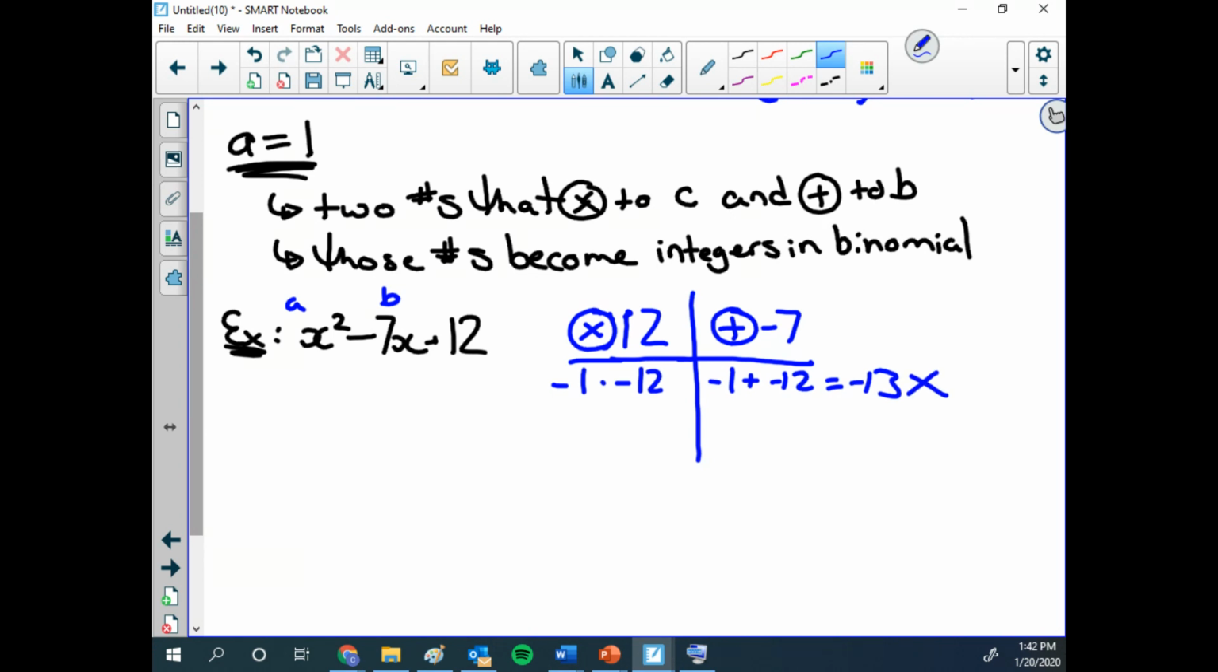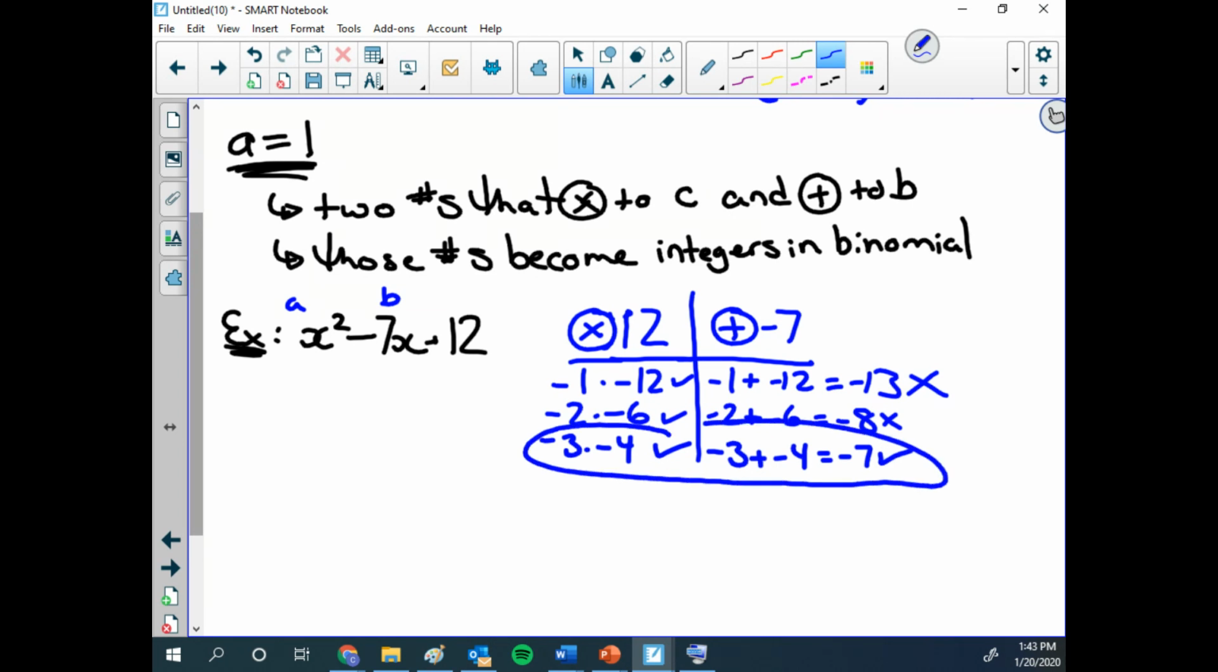I could do 2 and 6, right? So -2 times -6, that's going to give me 12. But if I go -2 plus -6, I get -8. Again, that's not what I'm looking for. So the numbers that I'm looking for are -3 times -4, which gives 12, and -3 plus -4 is going to give me -7. So those are the numbers that I'm looking for.